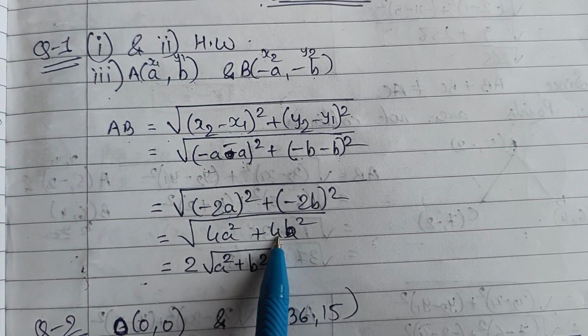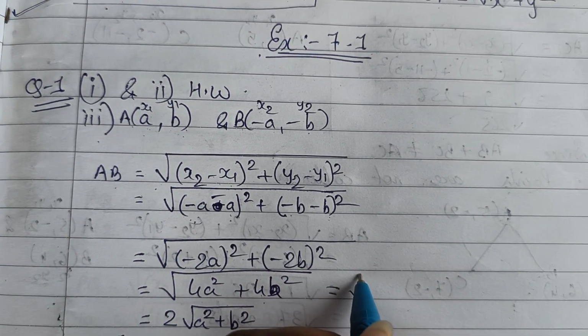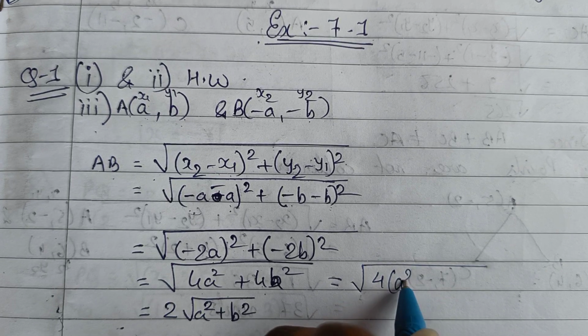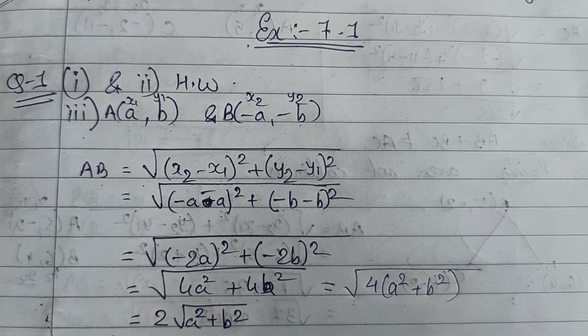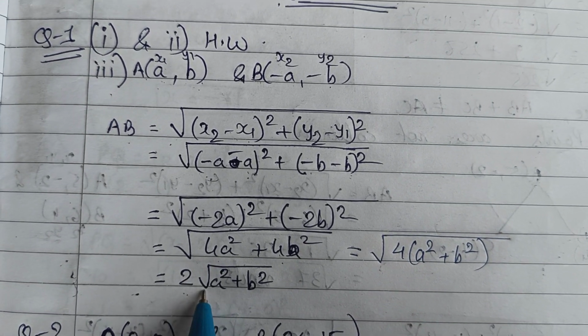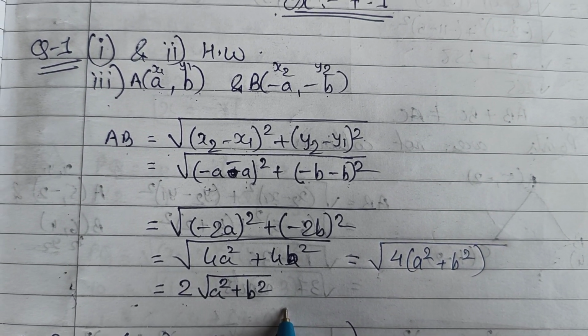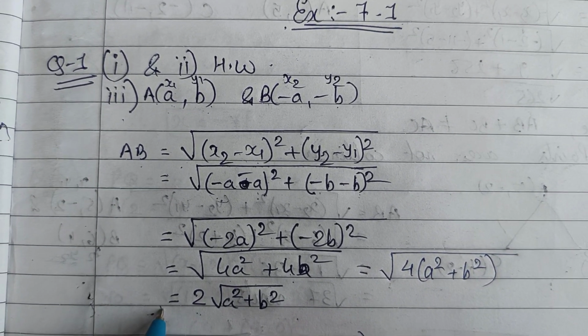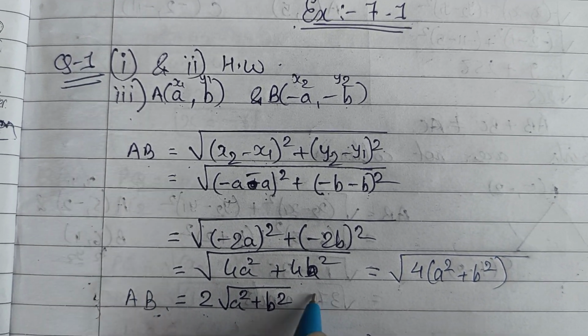So this 4 and 4 will be common, this way you will have 4 common into a square plus b square. Okay, now this 4 is a perfect square, so take it out, it will be 2 under root of a square plus b square. This is your final answer for this question, that is your distance.